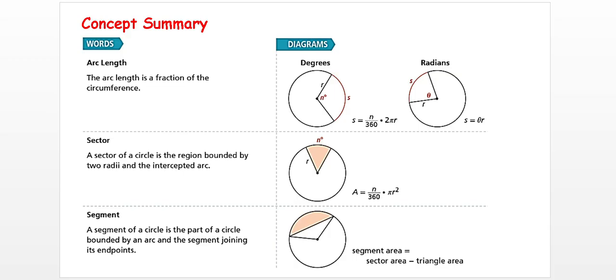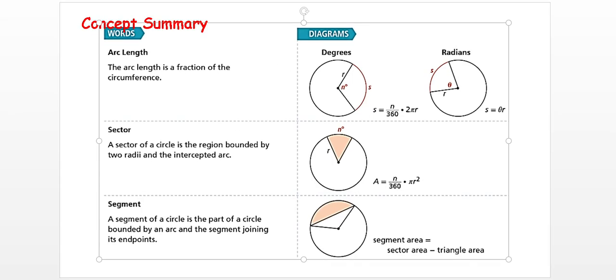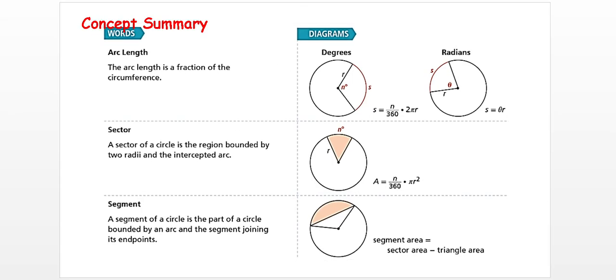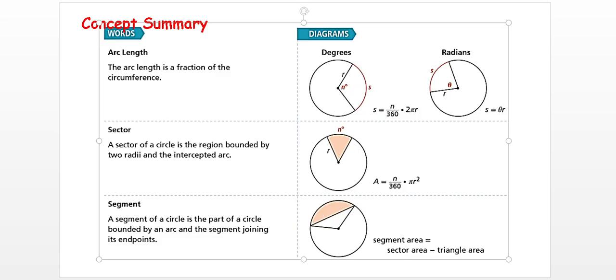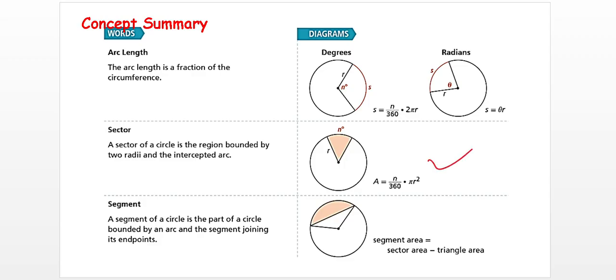Here is the summary of the lesson: you need to memorize these two formulas, this one and this one. If you are finding the arc length and the degrees are given, then you will find the arc length using this formula. If you are given the angle in radians, then you will get the arc length using this one. Clear? Okay, and here is the formula for finding the area of the sector, and then we have the area of the segment. Clear? Let's start solving questions from the lesson now.